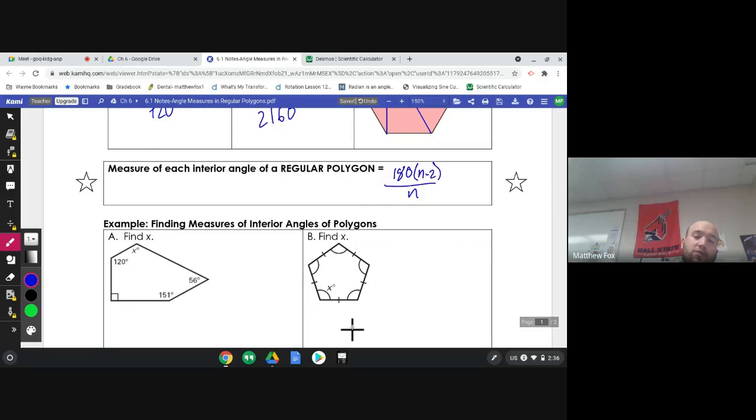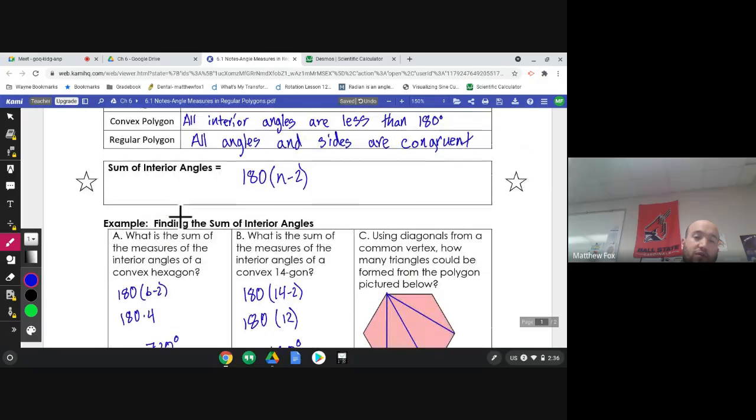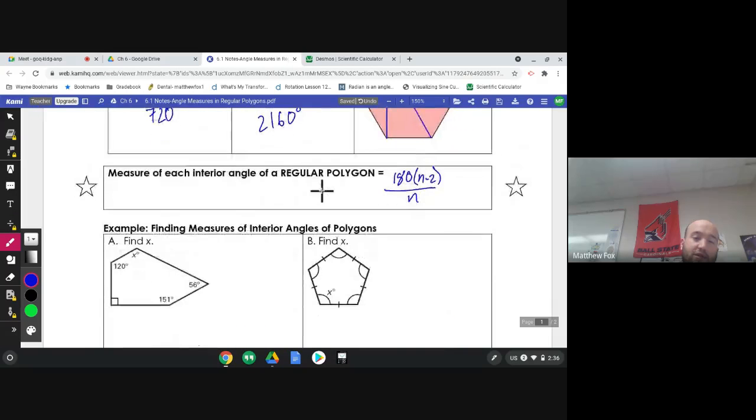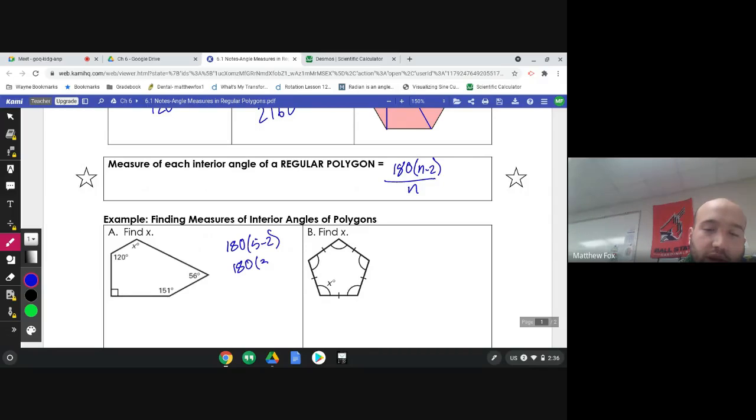Okay, now I'm not quite sure why I wrote it like this, but on letter A, let's first acknowledge this is not a regular polygon. Probably should have had this one first. But we know that all of these will add up to be whatever 180 times n minus 2 is. So we count our sides over here, 1, 2, 3, 4, 5 sides. Okay, so we can do 180 times 5 minus 2. So that's 180 times 3.